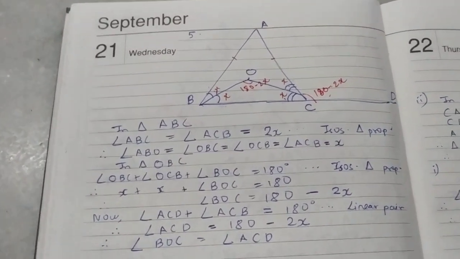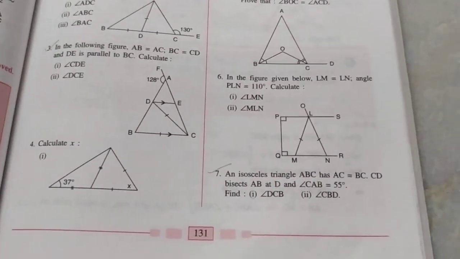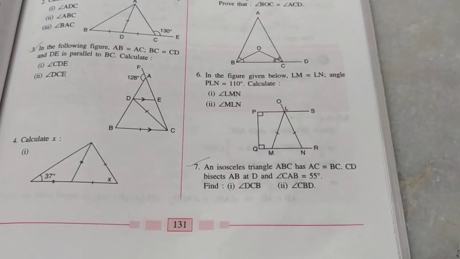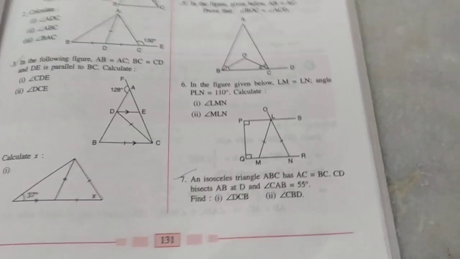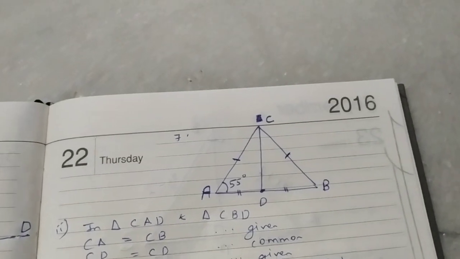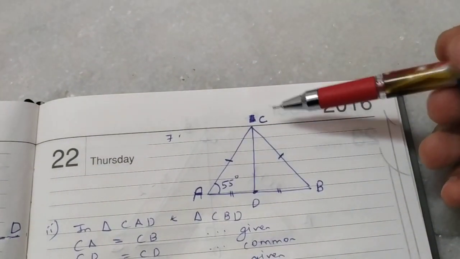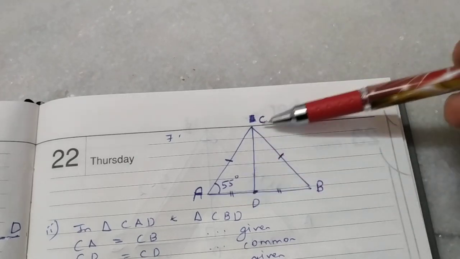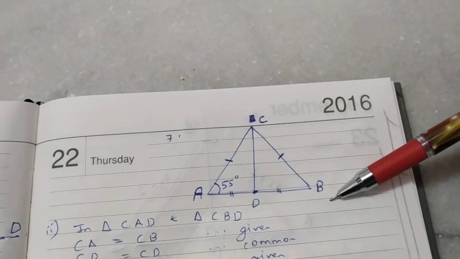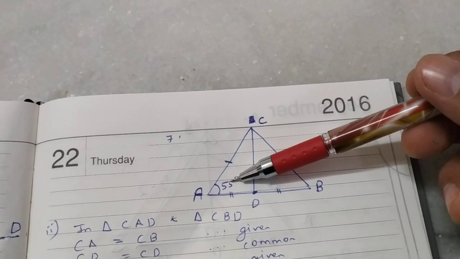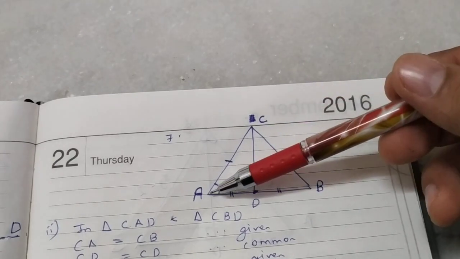Now question 7 has no diagram, but this is the given data. Drawing the correct diagram is so crucial, otherwise the whole sum will be wrong. So what's given is that CA is equal to CB, it's an isosceles triangle. This angle is 55 and CD bisects AB.